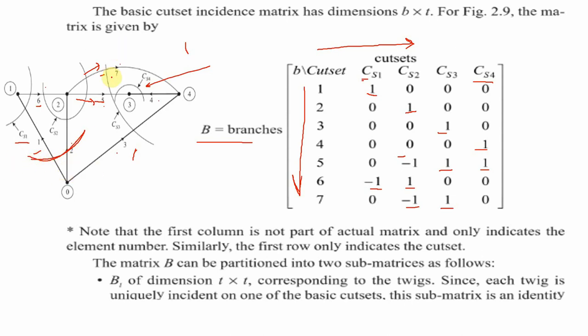Because there is a condition, that condition is there should be only one twig and the others are links. So here, if you form the cut set like this, it means there are two twigs, but the condition is there should be only one twig. So due to that, we do not form the cut set like this.